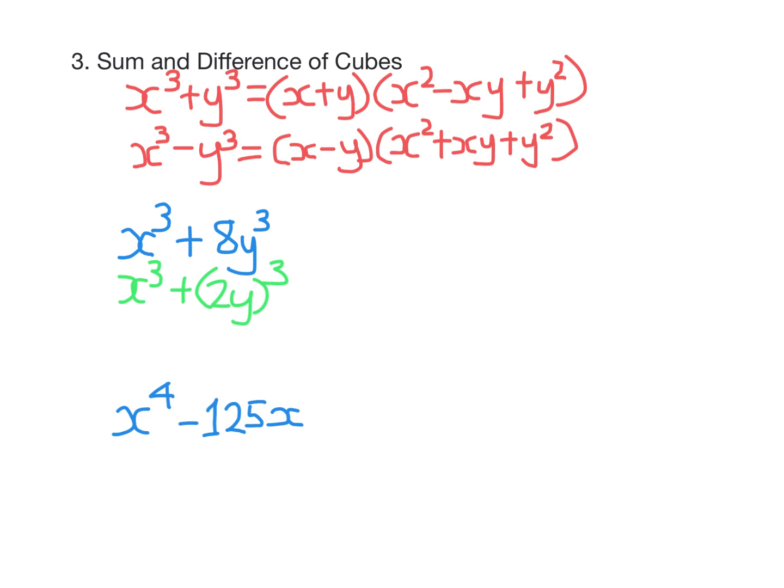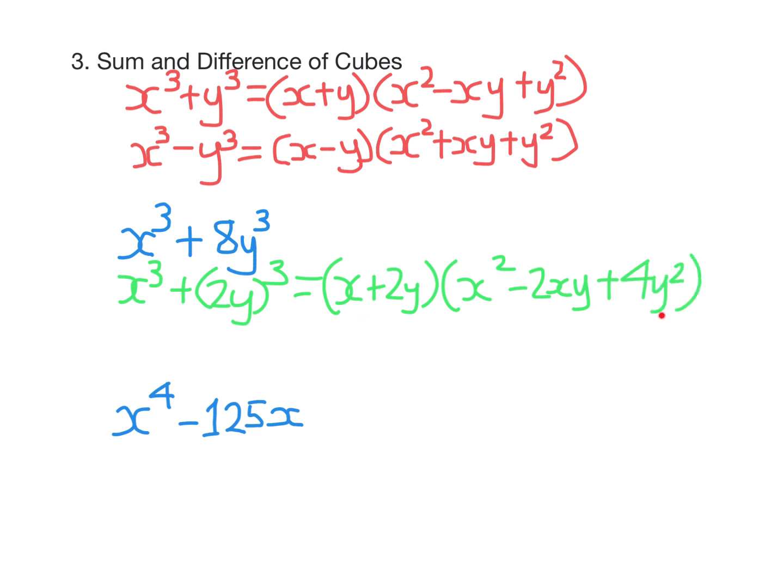So the formula for the sum of cubes, it's just going to be x plus 2y multiplied by x squared minus 2xy. That's the two terms being cubed multiplied together, and finally we will have 2y all squared, so 4y squared. So if you expand this, you will get this. We can't factorize this quadratic any further.